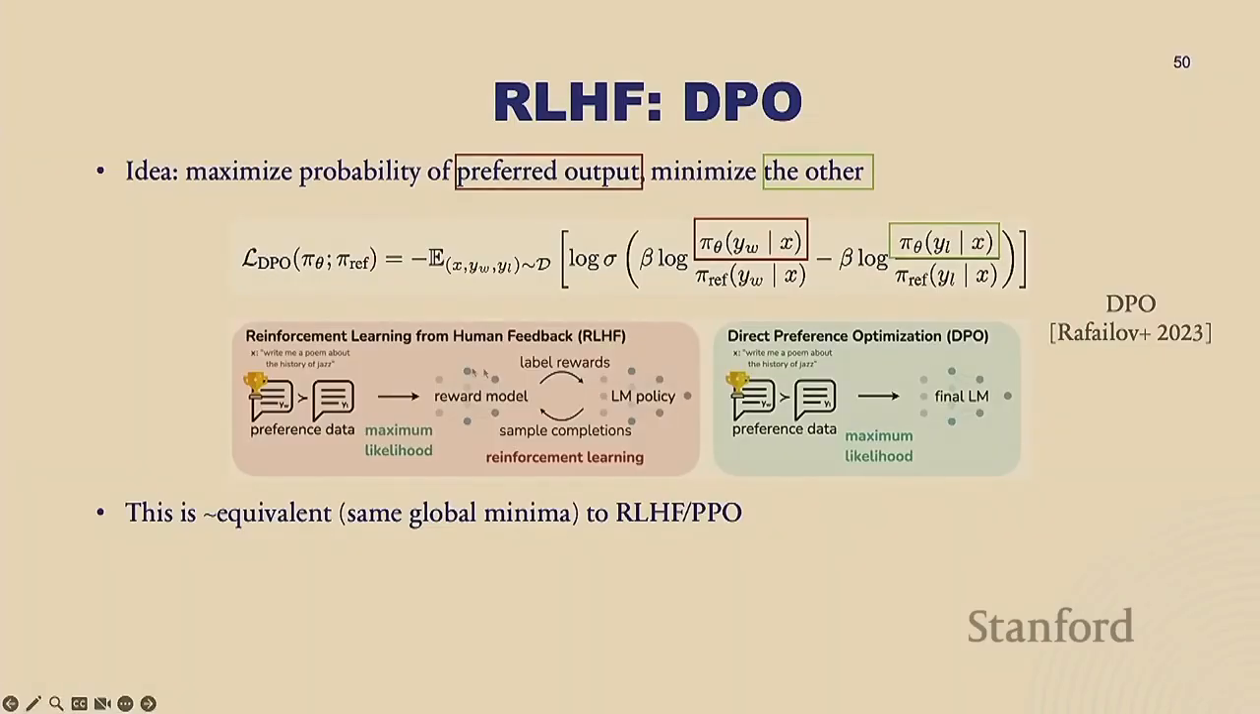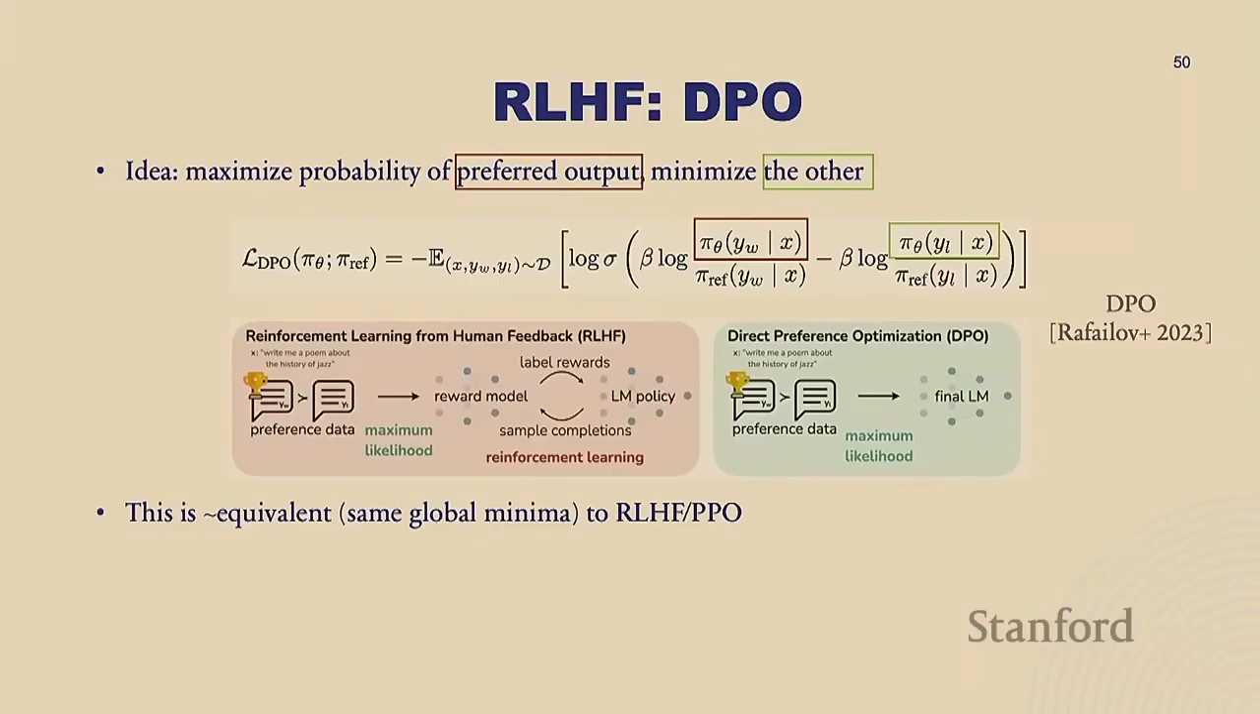It's pretty different from PPO in the sense that with PPO, what you had to do is collect the human preferences, then train a reward model with maximum likelihood, then use reinforcement learning. Now all you do is basically maximum likelihood. Much simpler.